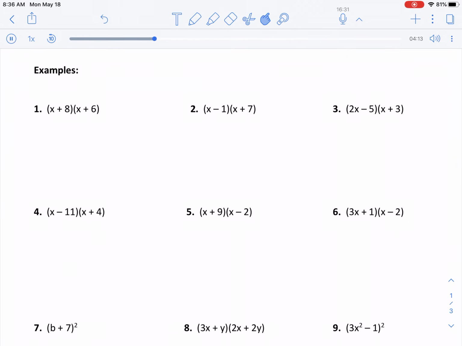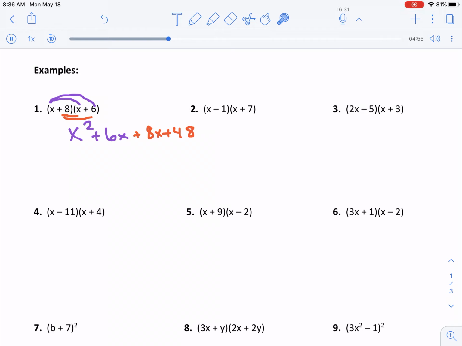All right, so the first one, we have x plus 8 times x plus 6. Now, you notice right away that this is a binomial times a binomial, so we are going to double distribute. So I'm going to distribute in the x to both terms. What that looks like is x times x is x squared. x times 6 is 6x. And then I need to distribute in the 8. So I'm going to distribute in the 8 to both terms, and that's going to give me 8 times x is 8x, and 8 times 6 is 48.